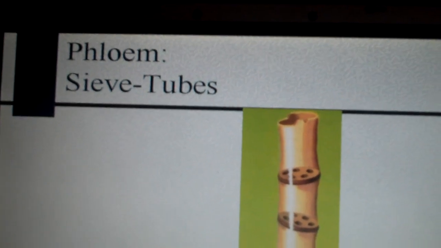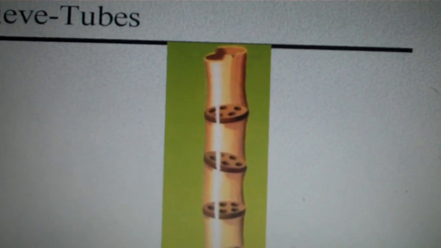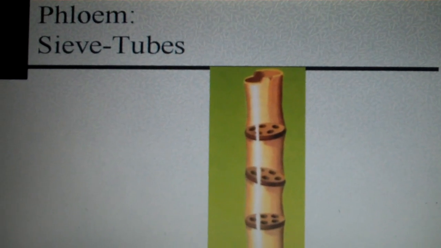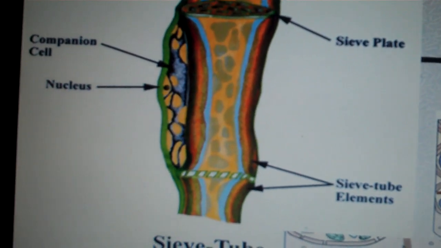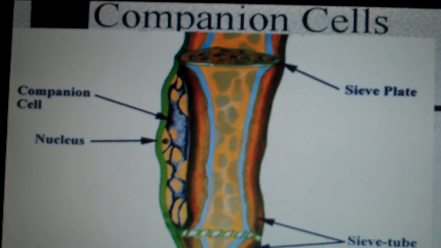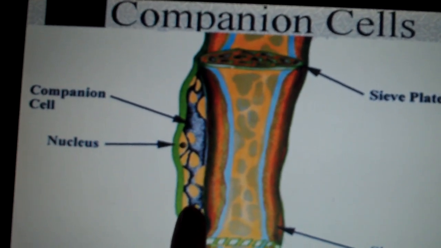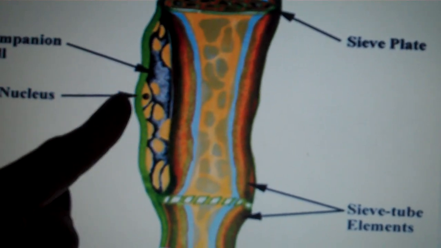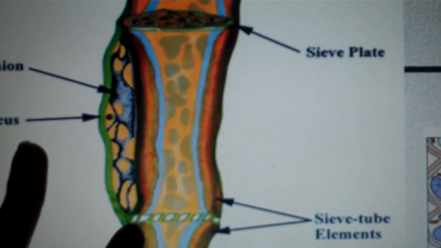Now, the way that the phloem transports these sugars is through sieve tubes. These are cells that are alive at functional maturity, unlike the xylem where they are dead. However, the sieve tubes are missing a nucleus and ribosomes in order to make more room for the transport of the sugars. Because of this, they have companion cells, which are located on the sides of the sieve tubes. The companion cells do have a nucleus and organelles, ribosomes, etc. And so this nucleus and ribosomes can help guide the functions of the sieve tube cells.